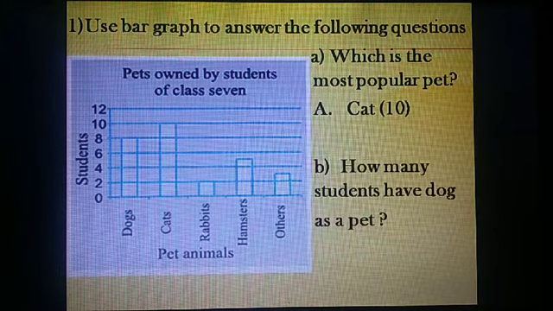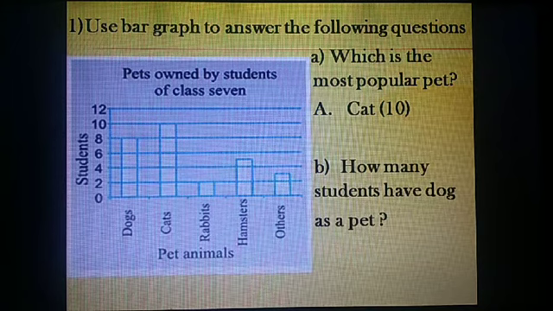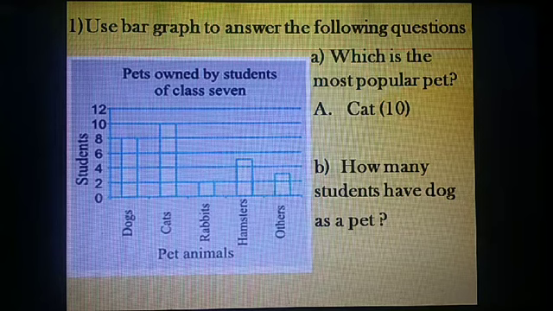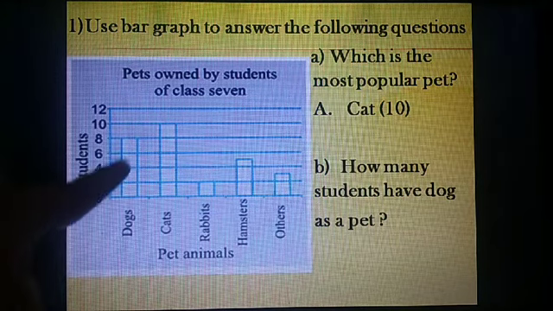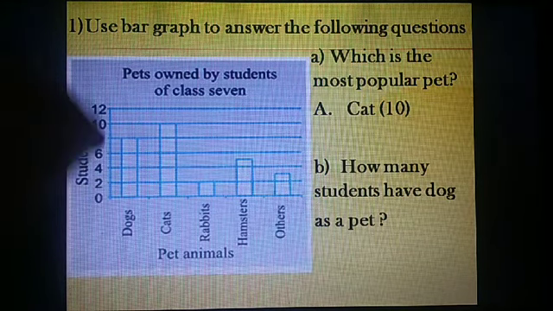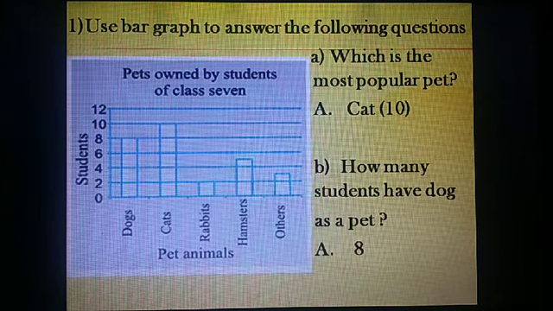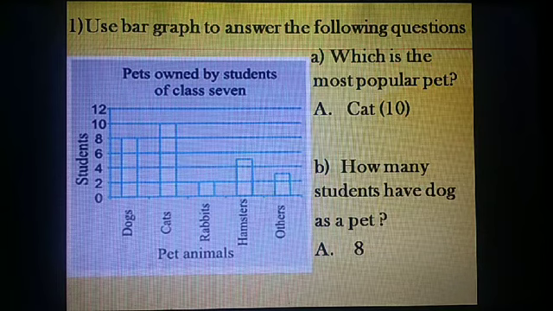Next is, how many students have a dog as a pet? Now what is the height of the bar at dog? It's 8. So the answer is 8. Yes. Moving to question number 2.